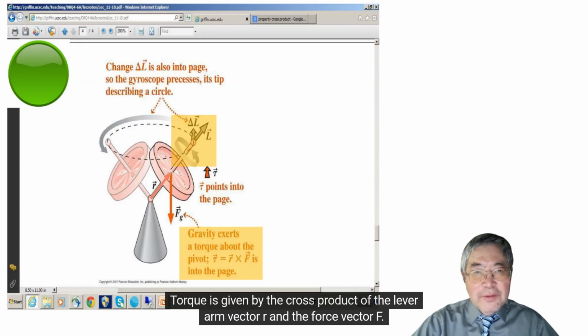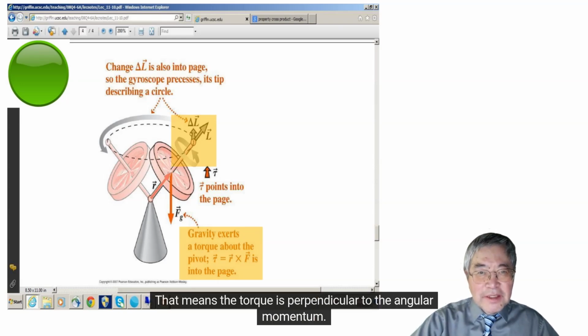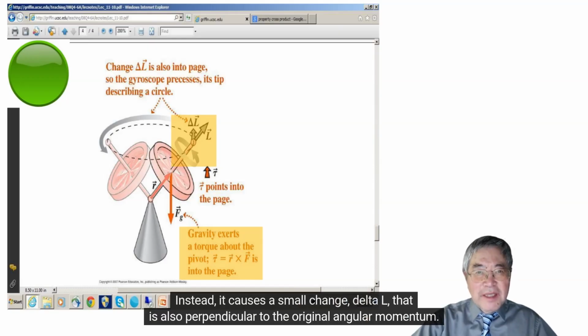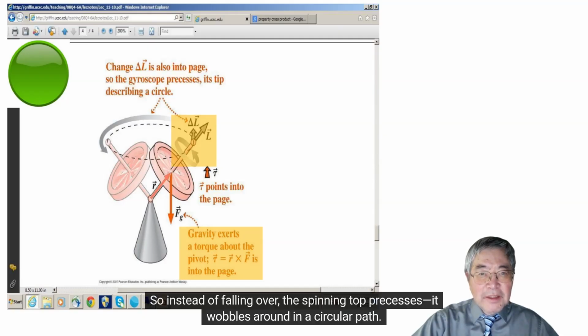a torque. Torque is given by the cross product of the lever arm vector r and the force vector F. In this case, r cross F points into the page. That means the torque is perpendicular to the angular momentum. When the torque is perpendicular, it doesn't stop the motion or flip the top over directly. Instead, it causes a small change, delta L, that is also perpendicular to the original angular momentum. This sideways change makes the tip of the angular momentum vector trace out a circle. So instead of falling over, the spinning top precesses, it wobbles around in a circular path.